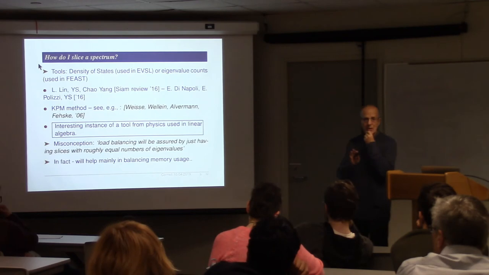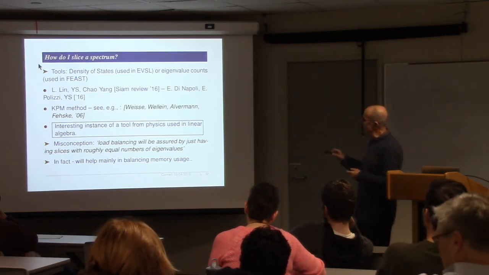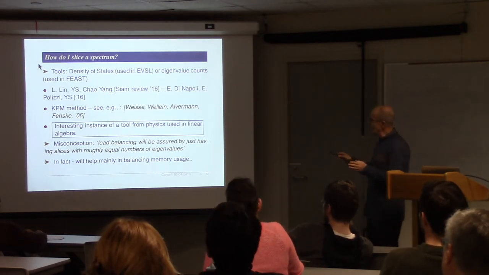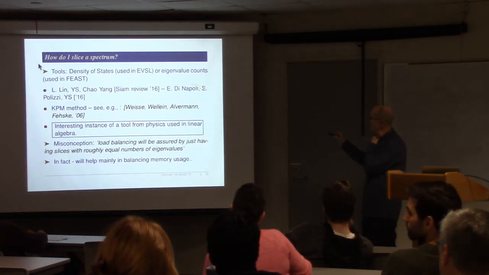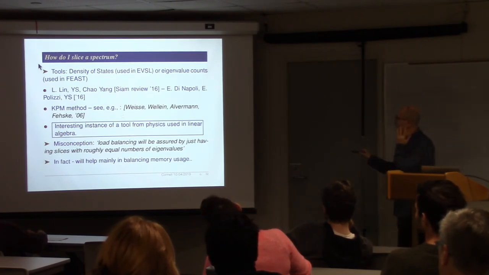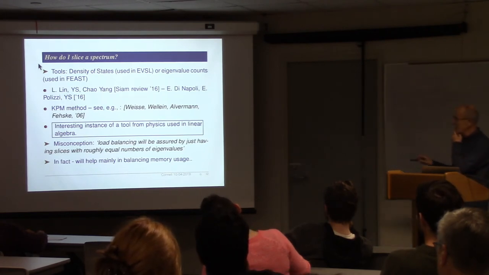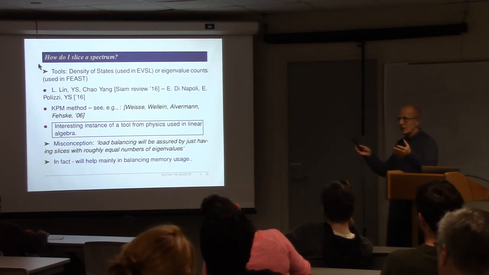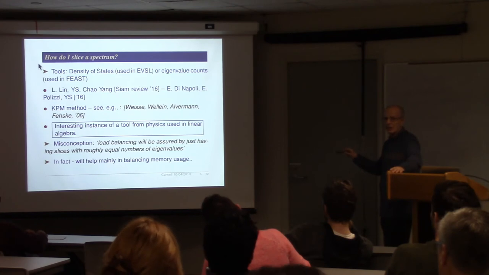So now the question is, how do you slice your spectrum? I told you how to compute eigenvalues in one slice. Now how do you compute the slices? Well, we use density of states and essentially spectral densities to do that. There's a paper of ours, and another paper which tells you how to count eigenvalues in an interval. There's a paper that surveys all these techniques by a group of Germans, KPM, kernel polynomial methods. That's an interesting instance of a tool that comes from physics. Physicists use this a lot, too, because the density of states has a physical meaning, and they're sometimes more interested in this than in the eigenvalues.